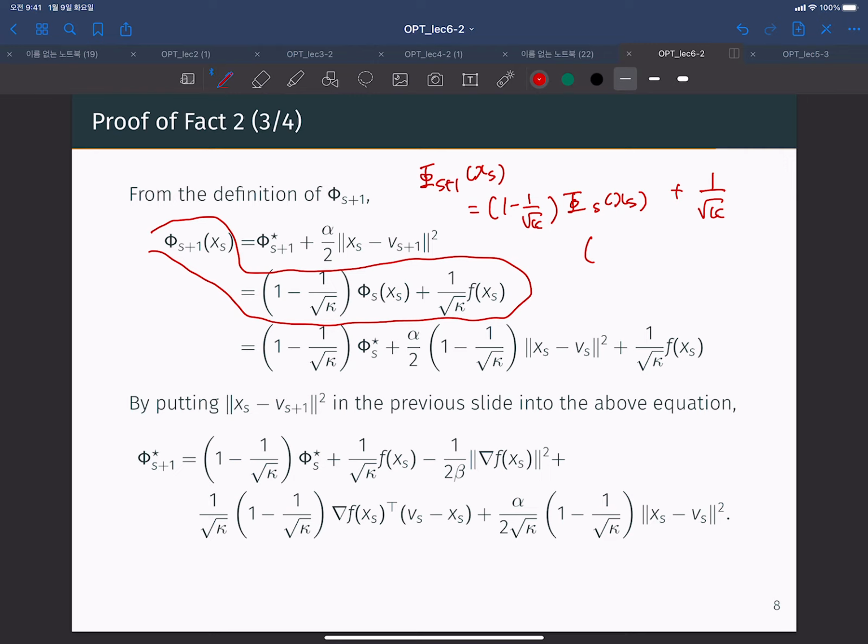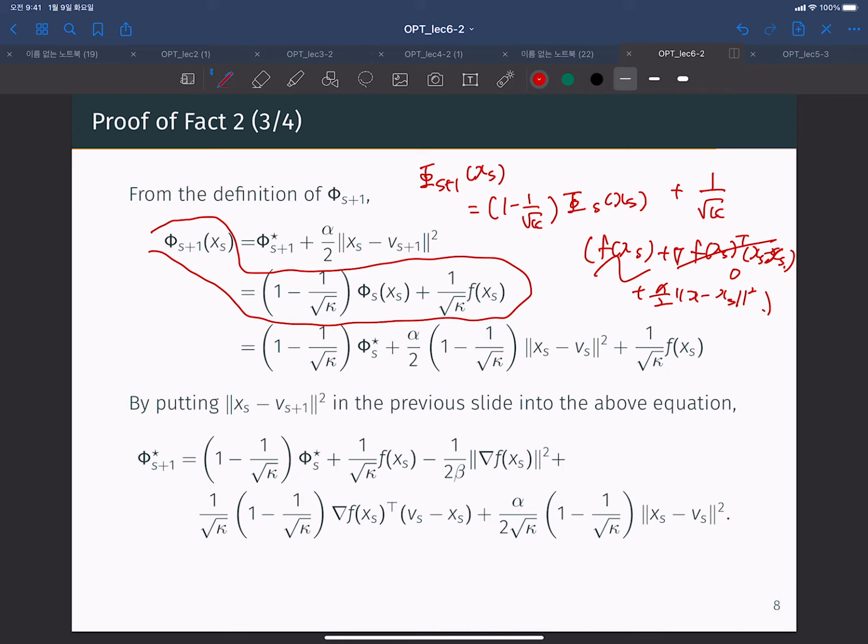What is the definition of the second term? f(x_s) plus the gradient of f(x_s) transpose times (x minus x_s), so this will be 0 at x_s, plus alpha over 2 times the norm square of x minus x_s. Because pi_{s+1}(x_s) is the linear interpolation between pi_s(x_s) and the alpha-strongly convex approximation at point x_s. But since the reference point is x_s, this approximation is just equal to f(x_s). So we have this.